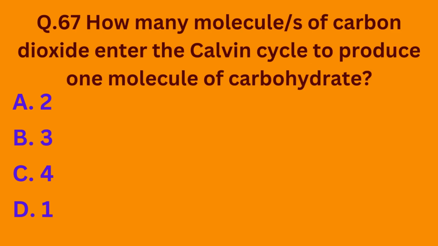Coming to next question. How many molecules of carbon dioxide enter the Kelvin cycle to produce one molecule of carbohydrate? The options are option A, 2, option B, 3, option C, 4, option D, 1. So the correct option is option B. 3 molecules of carbon dioxide enter the Kelvin cycle to produce one molecule of carbohydrate.